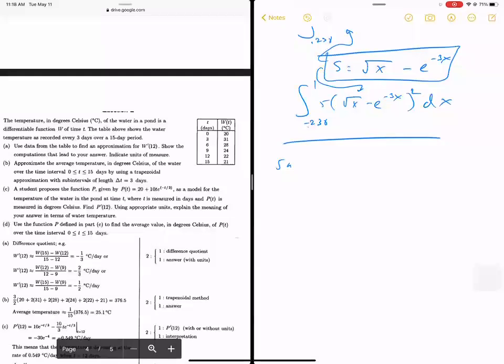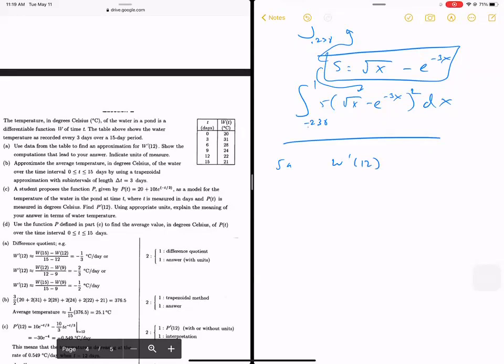Okay, so 5a, the temperature in degrees Celsius of the water in a pond is a differentiable function W of time t. Okay, so W of time t, that's looking on the right here on my table. So it's differentiable, that means we know it's continuous and all the derivatives exist. Now the table above shows the water temperature as recorded every 3 days over a 15-day period. Okay, every 3 days over 15 days, got it. So that's the water temperature. Use the data on the table to find the approximate W prime of 12. Show the computation that leads to your answer.